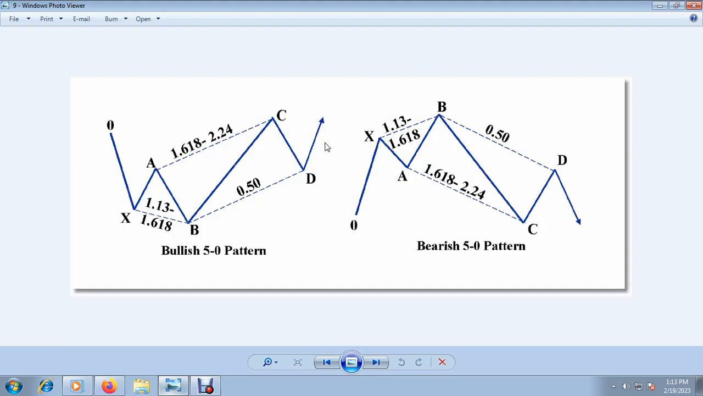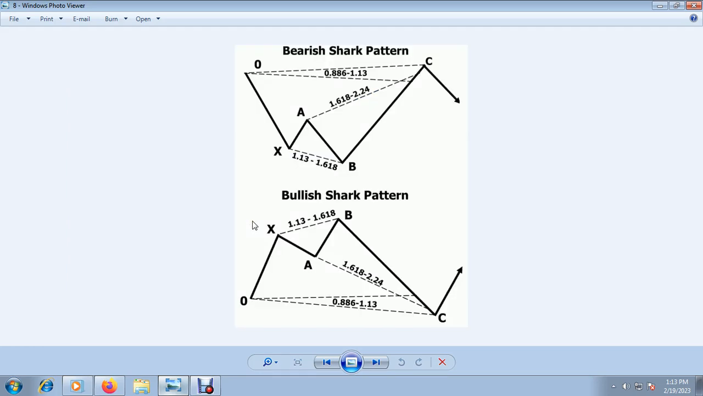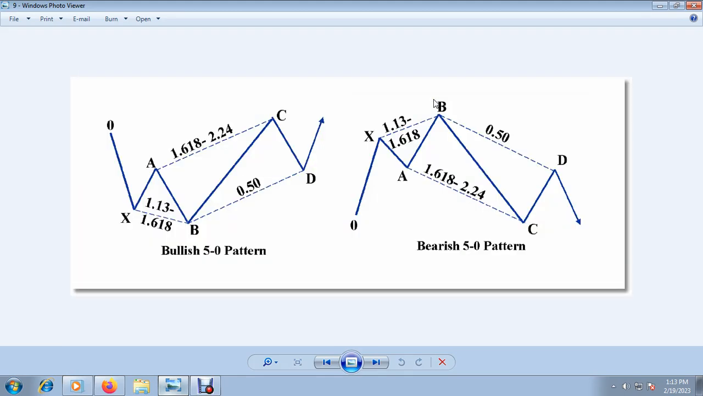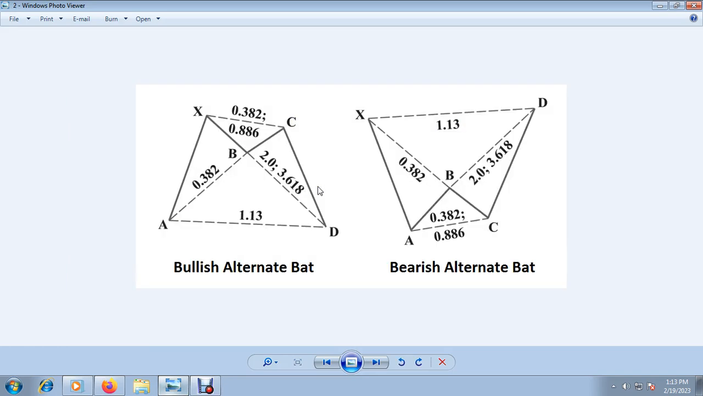This is another version, the bullish and bearish 5-0 pattern. It is only an extension of the shark pattern. The shark pattern is OXABCD. Wherever the shark pattern completes, from there the 50% retracement that comes is known as the 5-0. See, OXABCD, and there is 50%. So these are the main things.